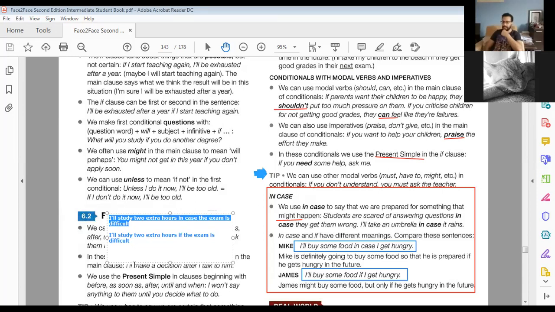Mike will buy food. Okay, your voice, Brian. Hungry or not? Can you speak again? Mike, he will buy food even if he's hungry or not. Yes. Because he's preparing. So he didn't get hungry yet, Mike.